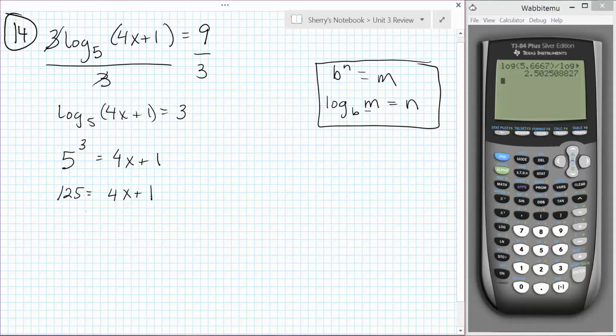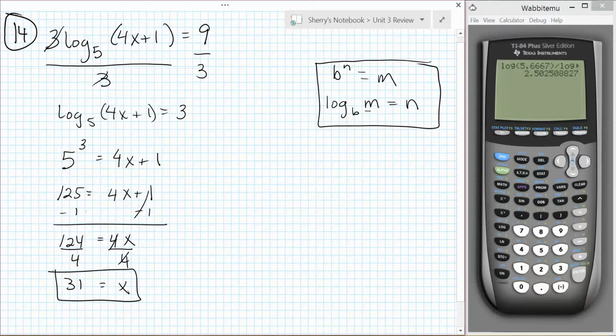Now I just need to get the x alone, so I'm going to go ahead and minus 1 from each side of the equation. 125 minus 1 gives me 124 equals 4x. And then to finish solving for x, I can divide by 4 on each side. When I divide by 4 here, that gives me 31, and that will be my solution to this equation.